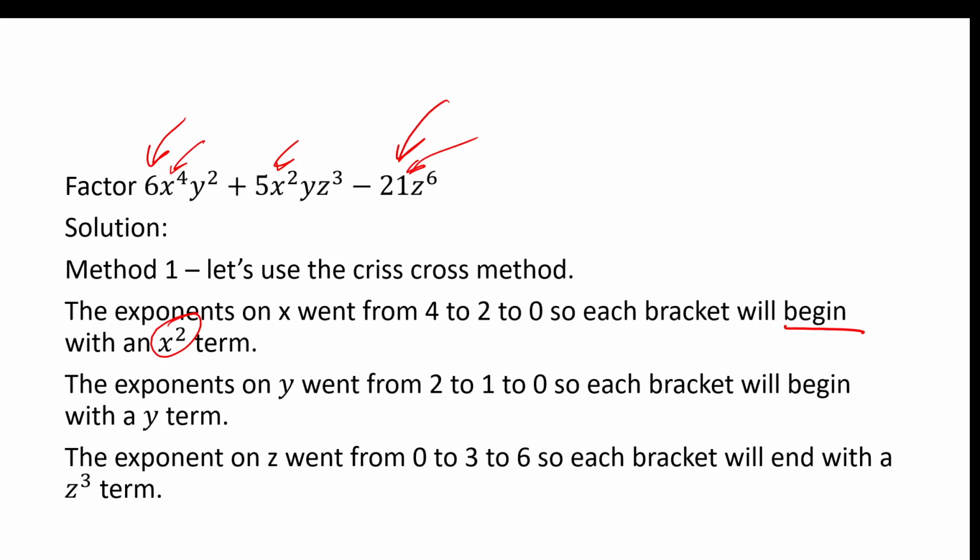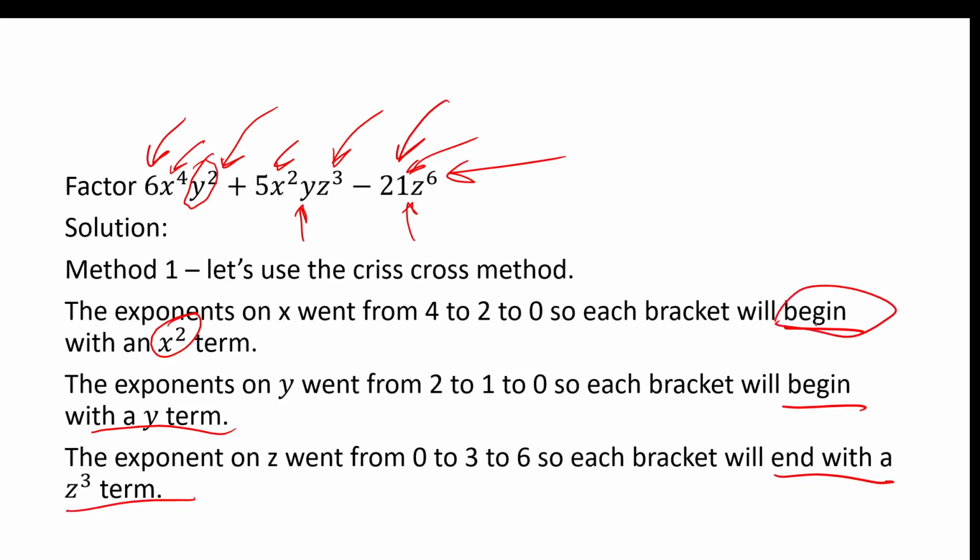I look at the y's and I say, these y's are descending from a y squared to a y to the 1 to a y to the 0. So I'm going to begin each bracket with a y to the 1 term. And then I look at the z's, and the z's are doing something sort of funny. They're going from a z to the 0 to a z to the 3 to a z to the 6. That's the reverse. They're ascending, and the exponents seem to be tripled. So instead of ending each bracket with a z term, I will end each bracket with a z cubed term.